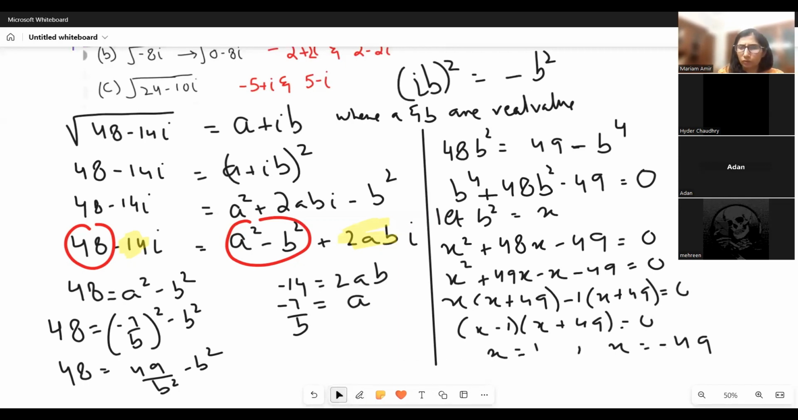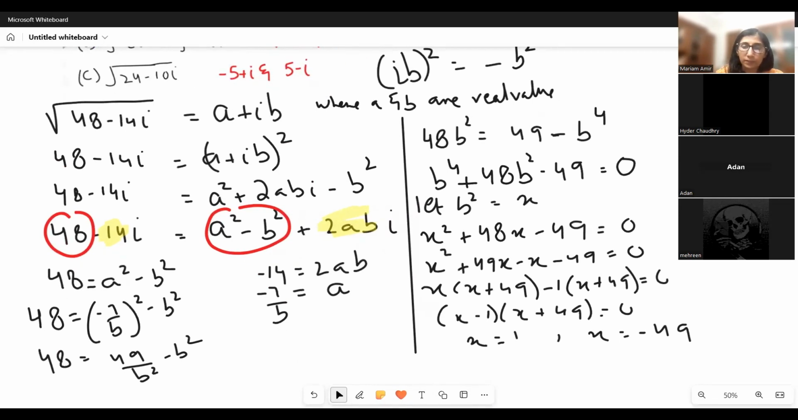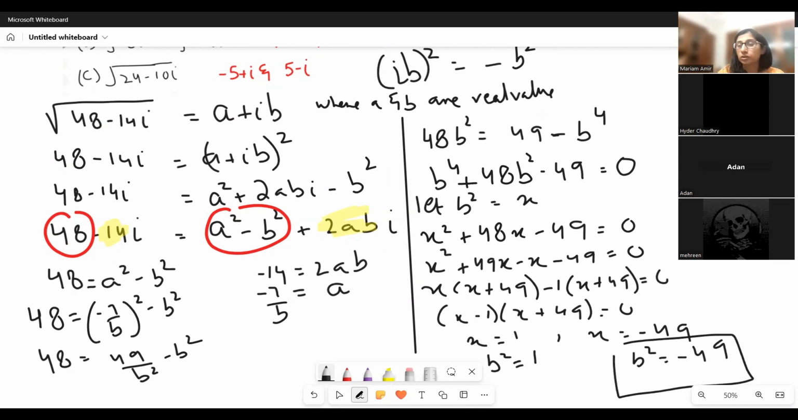All right. So x will be replaced with b square equals 1, or b square equals minus 49. This has no further solution, because if you take square root of minus 49, you don't get a real answer. You get an imaginary answer, a complex answer. But we've initially discussed that a and b are actually real values. So no solution here. And for b, we're getting plus minus 1 after taking the square root.